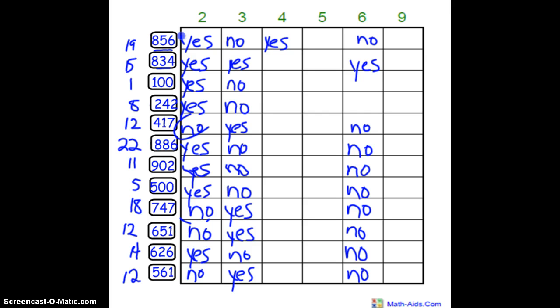Is that divisible by 4? No. Here we've got 0, 0. The last 2 digits are 0, 0. Is that divisible by 4? No. Not the 0, 0.